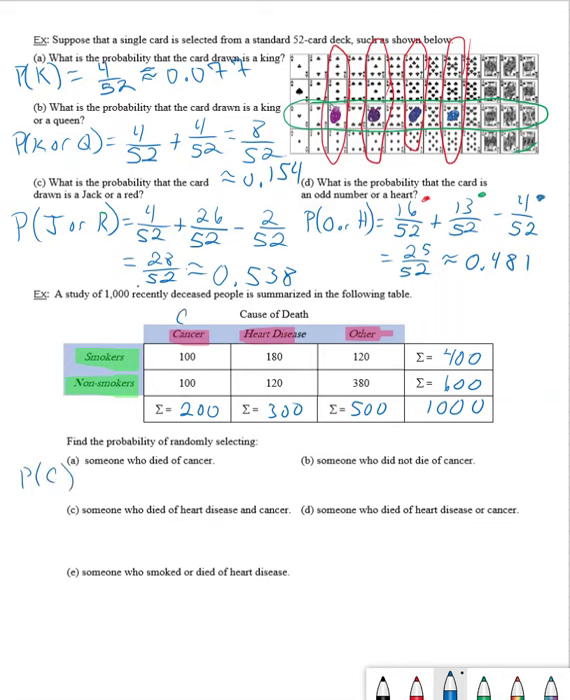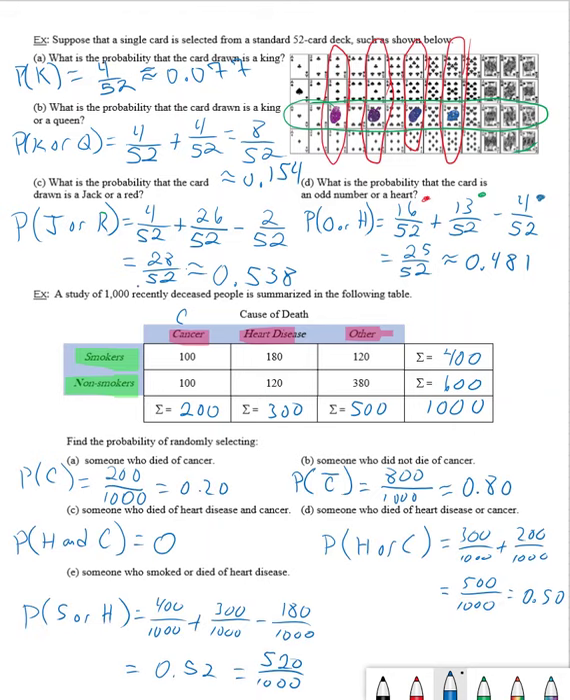So we want to find, for part A, what's the probability that somebody died of cancer? So the probability that somebody died of cancer, again, that's the event that somebody died of cancer. That's going to be 200 out of the 1,000. Awesome. All right, now I'm going to put pause really quick. I'm going to fill everything else in, and then we'll come back and talk about this.